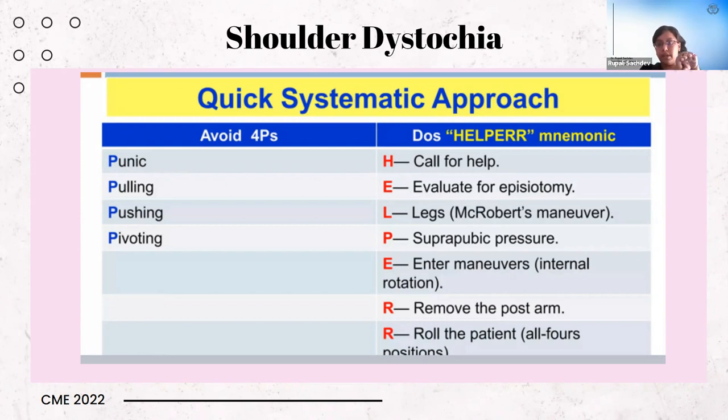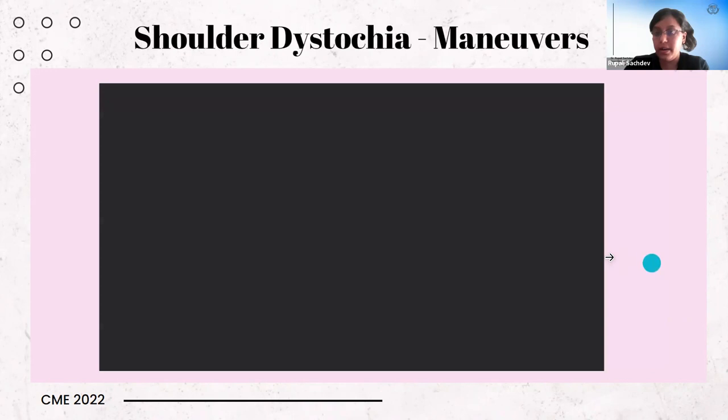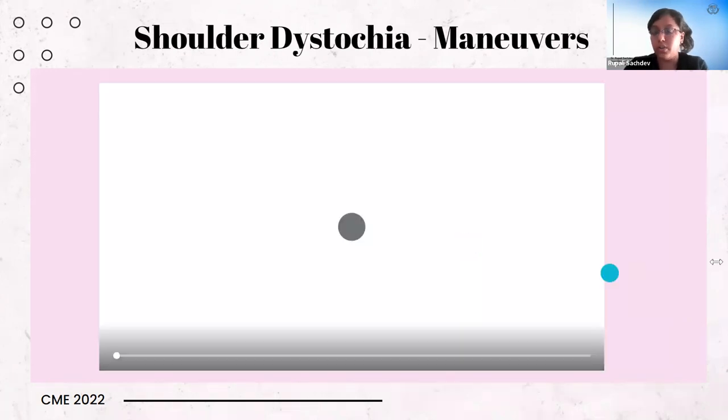You can give a push, which causes the shoulder to move downwards and come out. You can do enter maneuvers, that is internal rotation of the baby, or you can remove the posterior arm, where you try to get the other arm out so that the stuck arm also comes out. And you can roll the patient, where you can put them in all fours position. This, I know, is a little difficult to understand. It's something everyone struggled with, even when we were giving final year exams, to understand what the maneuvers are. So it's always helpful to have some visual cues.